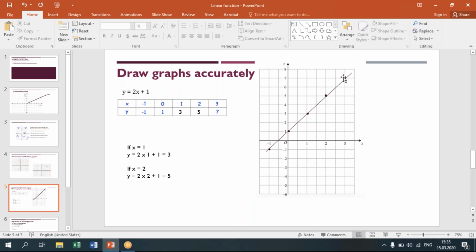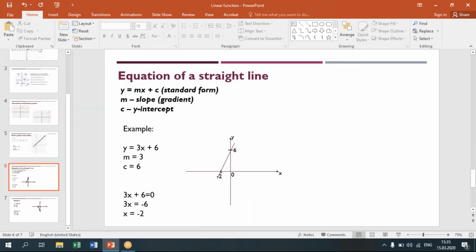After you show all these points, you have to draw the line through all these points, and it will be the graph for the function y is equal to 2x plus 1. Next example. We will talk right now about the equation of the straight line, and how we can draw the graph without using the table which we had before.